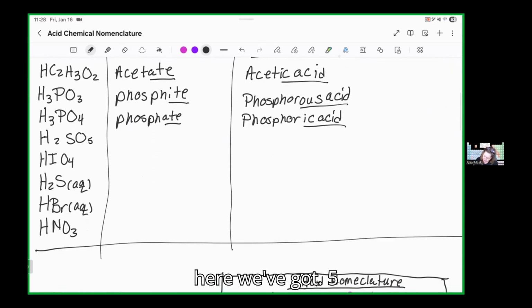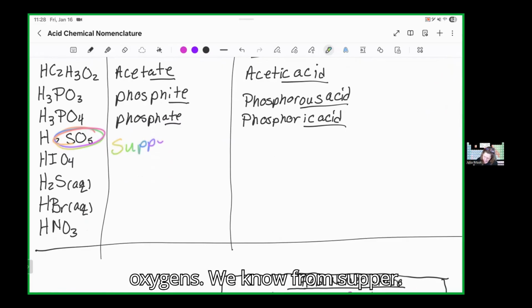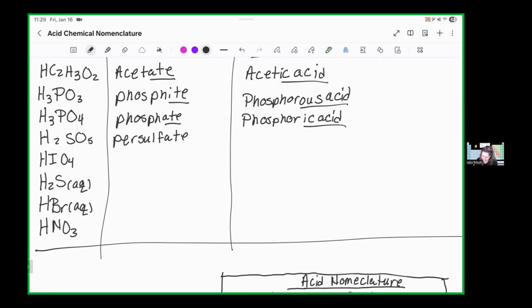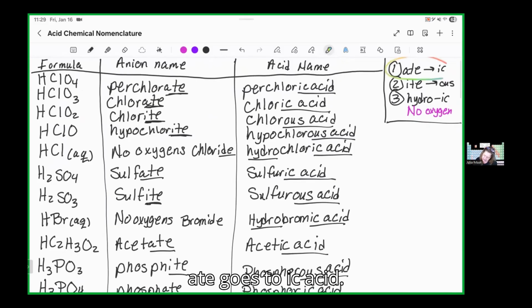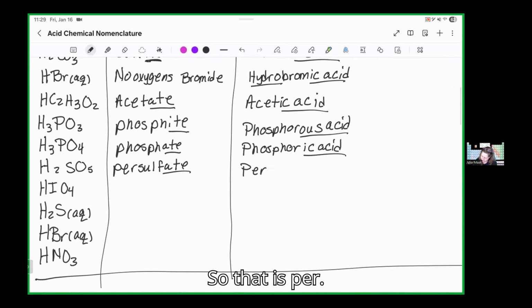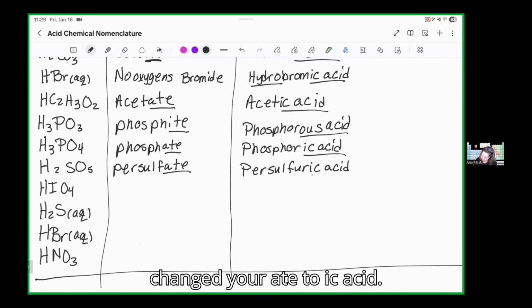Sulfur and phosphorus, we put the ur and or back in those. Okay, so here we've got 5 oxygens. We know from sulfur that sulfate has the 4 oxygens and the 2 negative. So I've got one more oxygen. This is persulfate. Ate goes to ic acid. So that is per-sulf. Put the ur back in there. Ic acid. The per just stayed the same. You just changed your ate to ic acid.